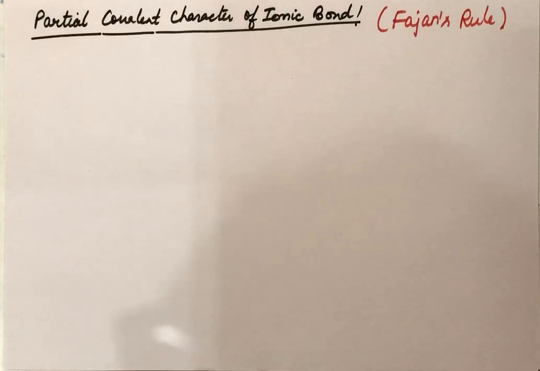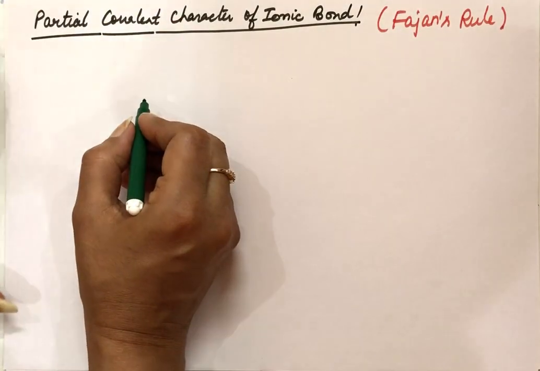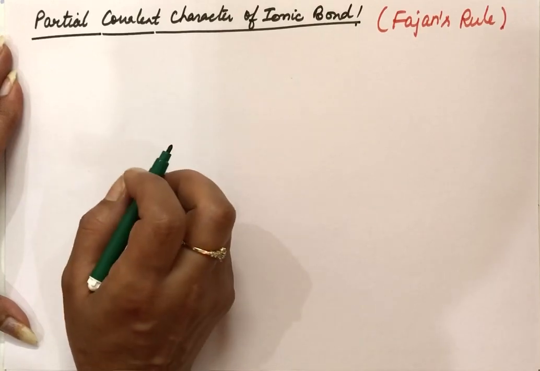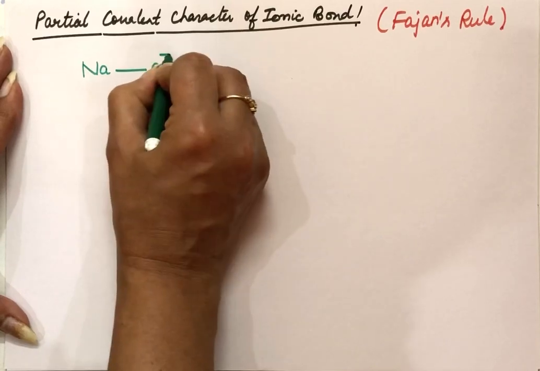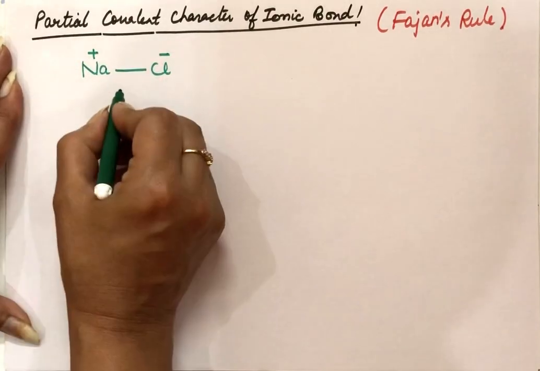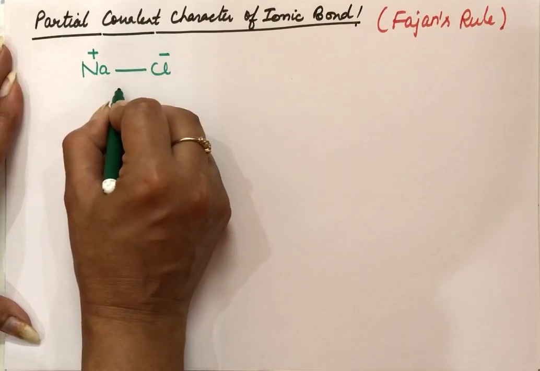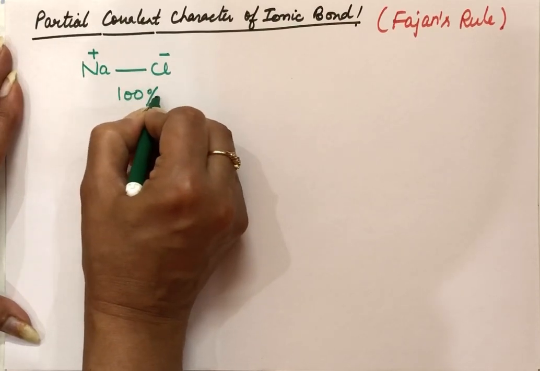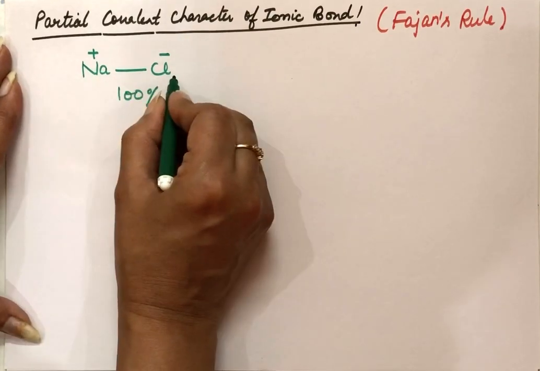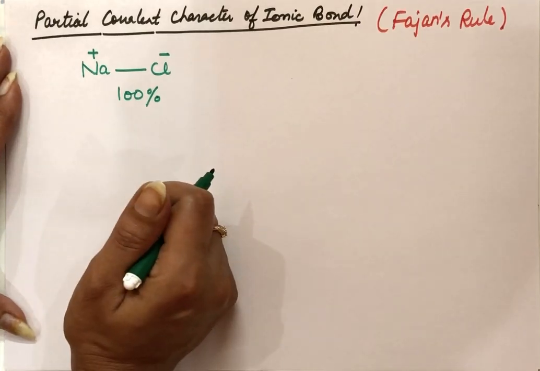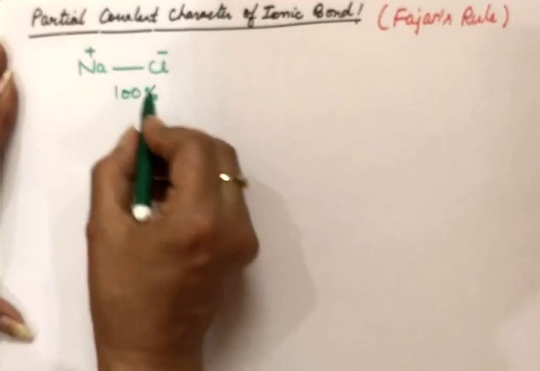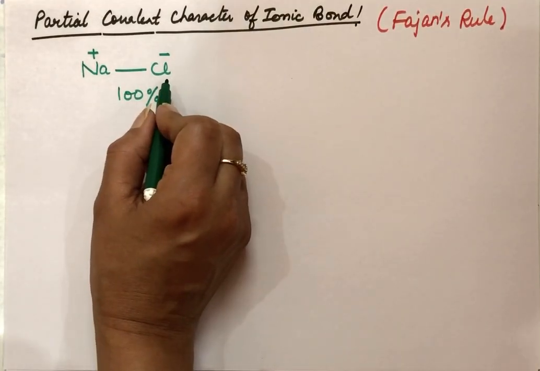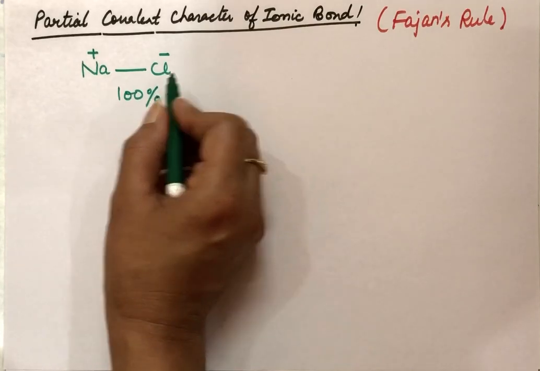Although in an ionic compound the bond is considered to be 100% ionic in nature, like NaCl, with a complete negative charge and a complete positive charge, so the bond between Na and Cl is considered 100% ionic, actually it has some covalent character in it. Just as covalent bonds have some ionic character, ionic bonds also have some covalent character. And to understand this, we have Fajan's rule.